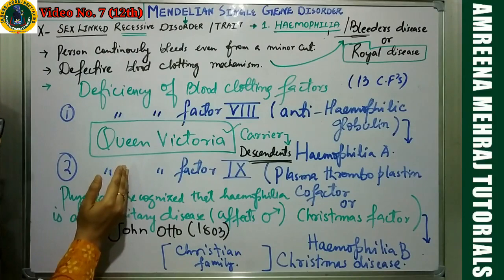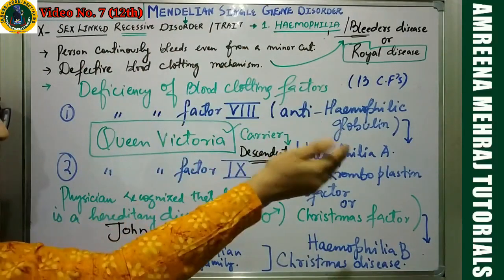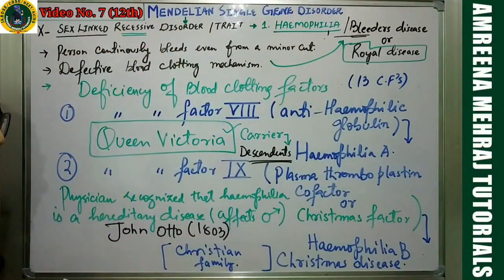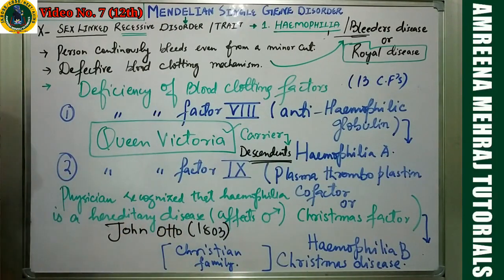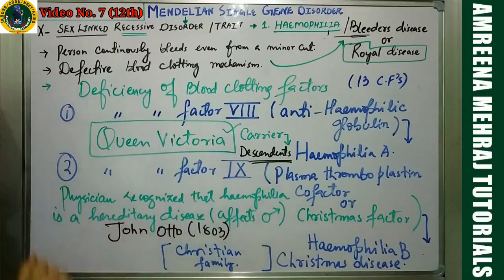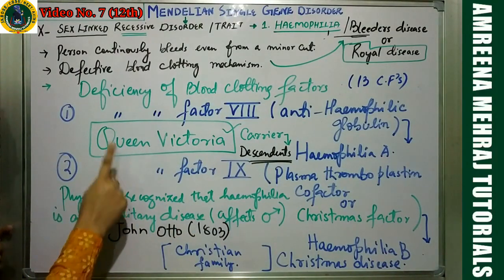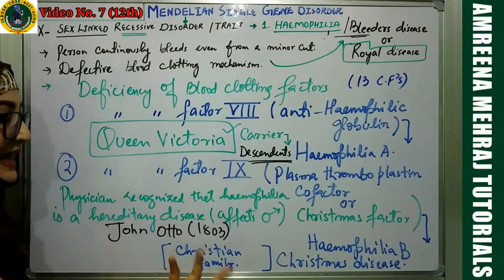She was a carrier. She transferred this disorder to her daughters, and once they got married into some other family, the males born to those daughters expressed the disease and were affected. Now, this inheritance we have to discuss in a moment. So you need to remember why it is called royal disease: because it runs in the family of Queen Victoria, which is a royal family of England.